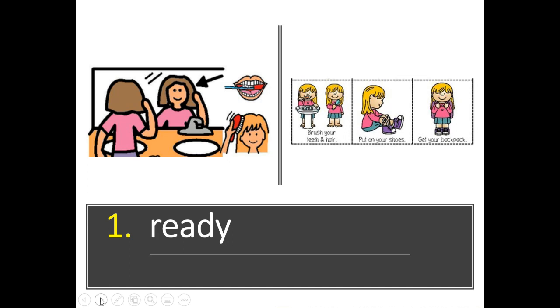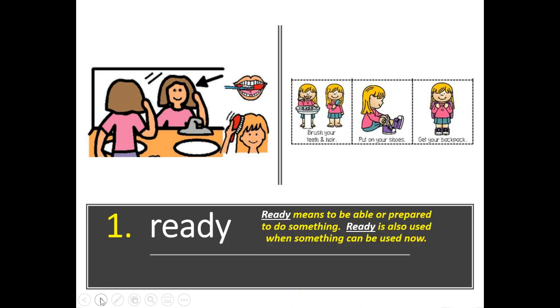Ready. What does ready mean? Ready means to be able or prepared to do something. Ready is also used when something can be used now. So ready means to be able or prepared to do something. Ready is also used when something can be used now. Ready. A synonym, or word that means the same or is similar, is prepared.